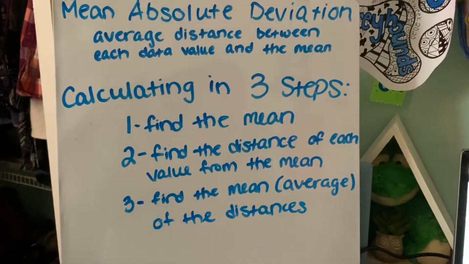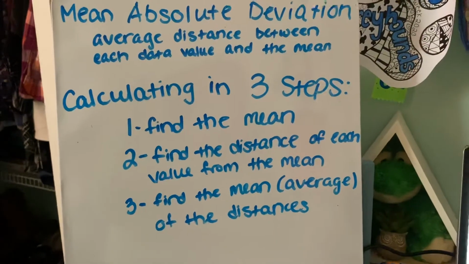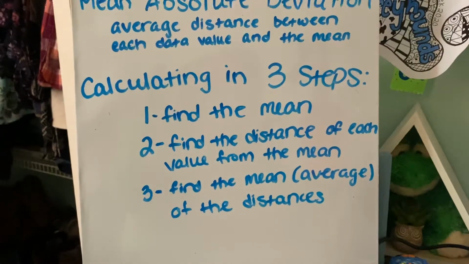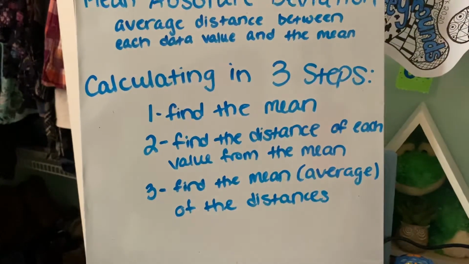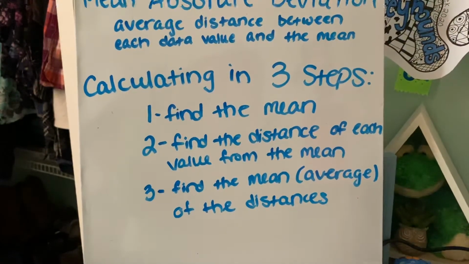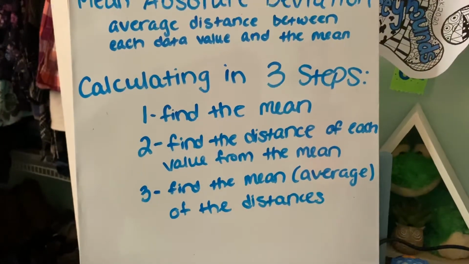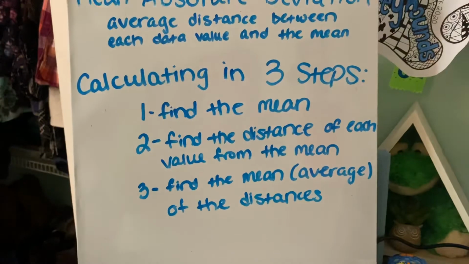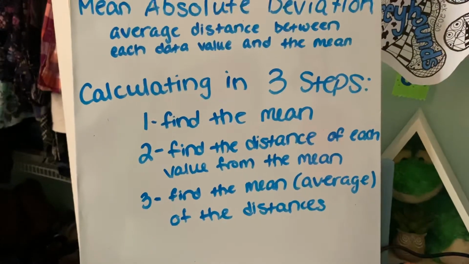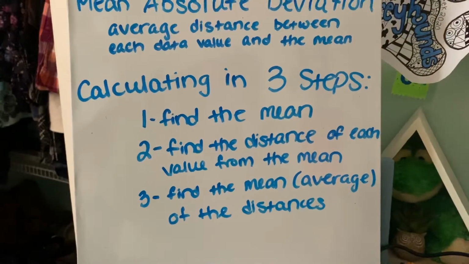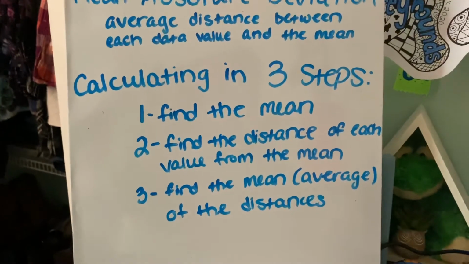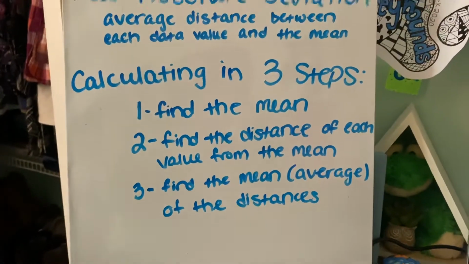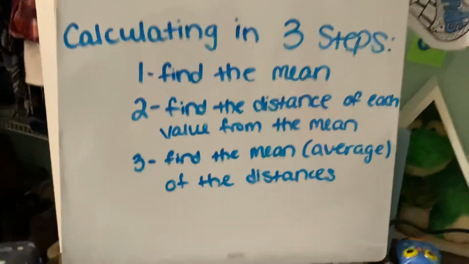So to calculate this, we're going to be using 3 steps. Step 1 is to find the mean, which you guys had a lot of practice with last week. Step 2 is to find the distance of each value from the mean. And then step 3 is to find the mean of the distances that you calculated in step 2. Now don't forget that another word for mean is average. So we're going to be adding all the numbers in the data set together and dividing by how many there are. So let's take a look at an example and start with step 1.